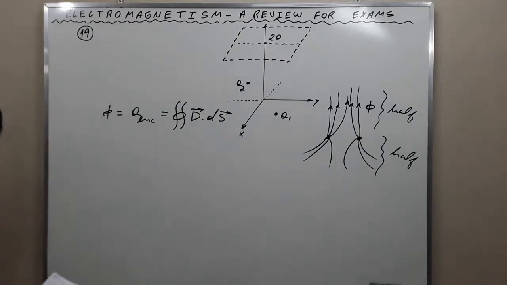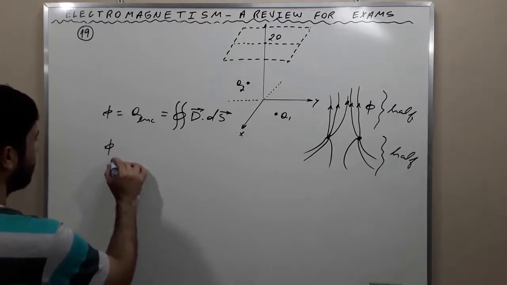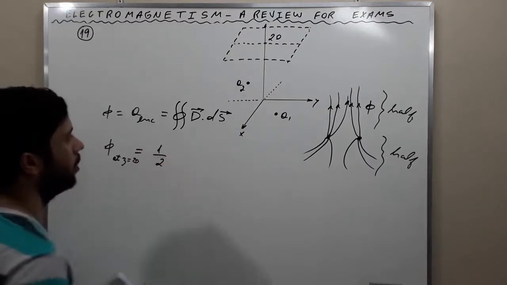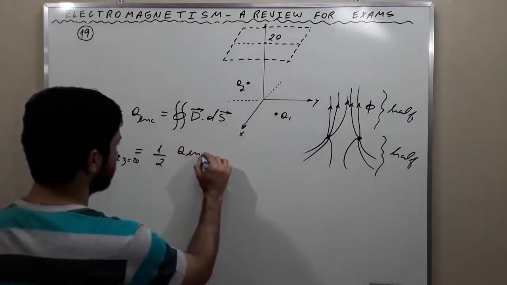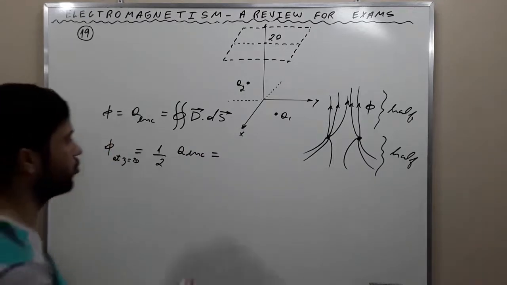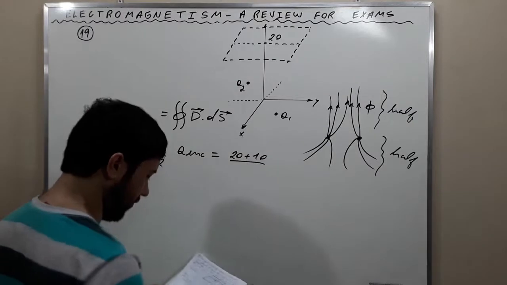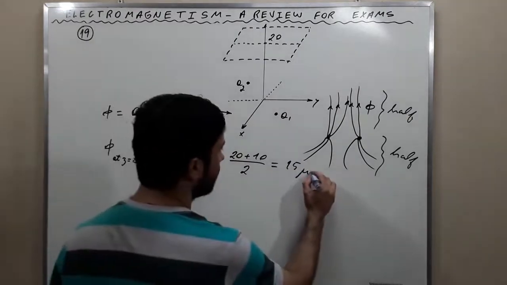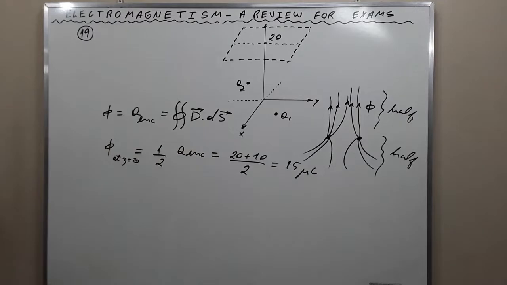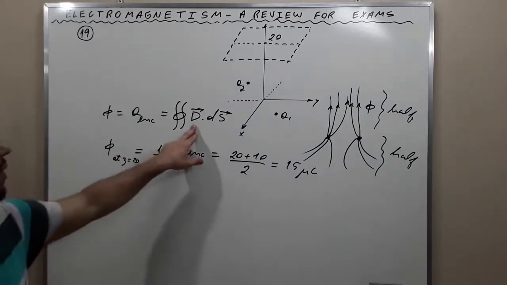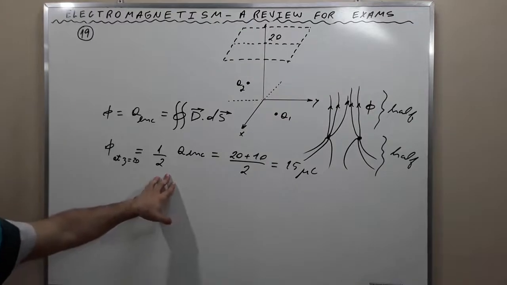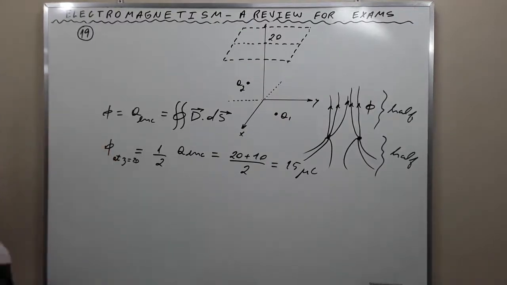Okay, so the flux at z equal to 20 is going to be equal to a half of the enclosed charge. And this is equal to 20 plus 10 divided by 2, which is simple and equal to 15 nanocoulombs. Okay? A very simple exercise. This may scare you because this is a surface integral, but if you understand the concept, you can simply calculate it using this expression and find 15 nanocoulombs as the flux, okay?